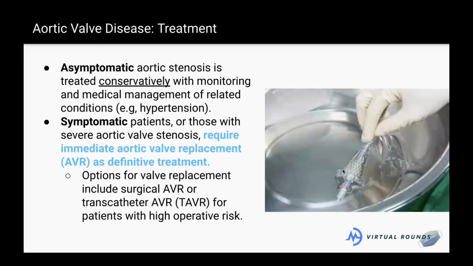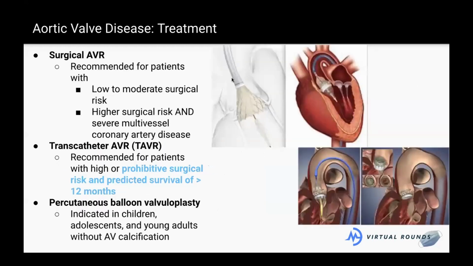So this is what they look like. This is the valve before it's put into the patient, which I think is cool to see what it really looks like. So here's some more pictures and here's a little bit more about it. So surgical AVR, which is the one where we do the open heart surgery, is recommended for patients who aren't really at surgical risk.